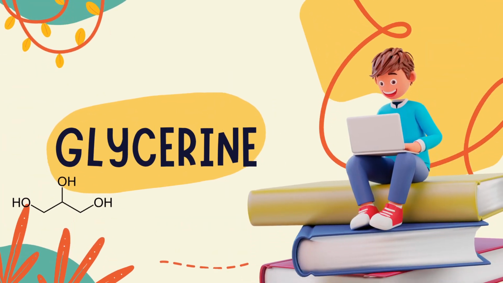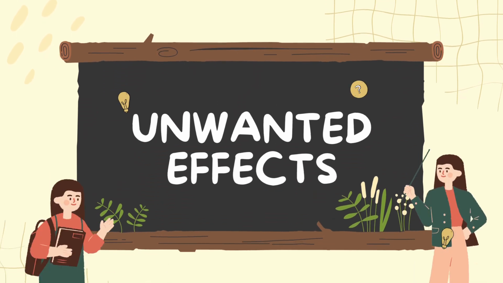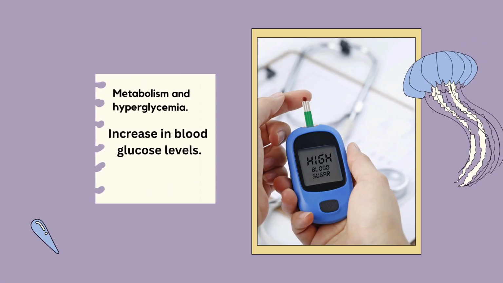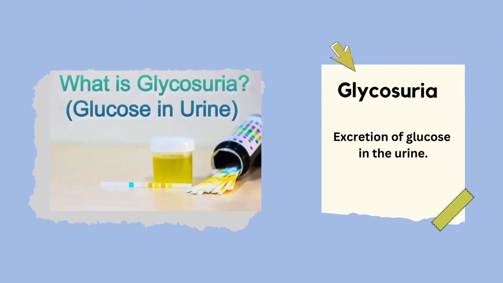Next, glycerin. The unwanted effects are such as metabolism and hyperglycemia. Glycerin can be metabolized in the body, potentially leading to an increase in blood glucose level, which is hyperglycemia. Furthermore, glycosuria: elevated blood glucose levels can lead to the excretion of glucose in the urine.